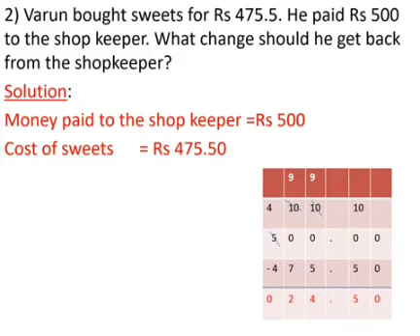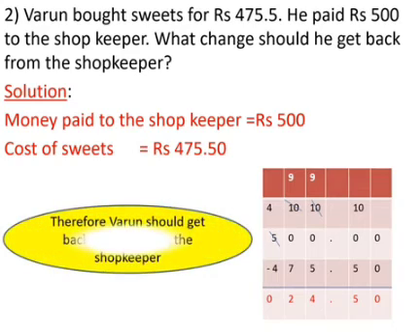24.50. It means 24 rupees 50 paise. Therefore, Varun should get back rupees 24.50 from the shopkeeper.